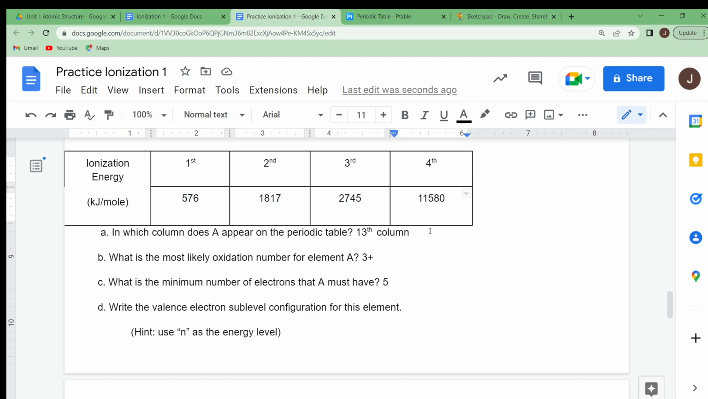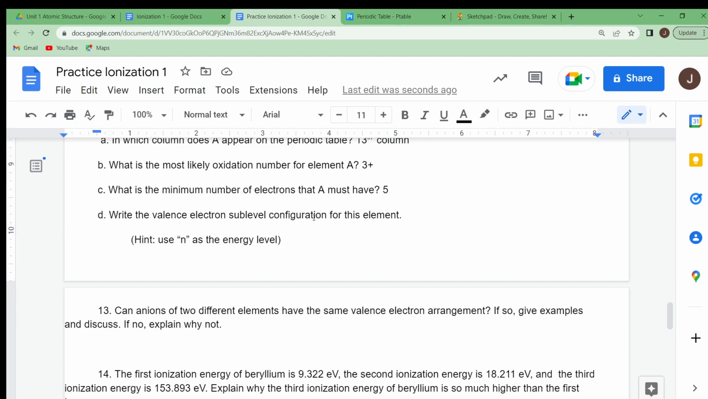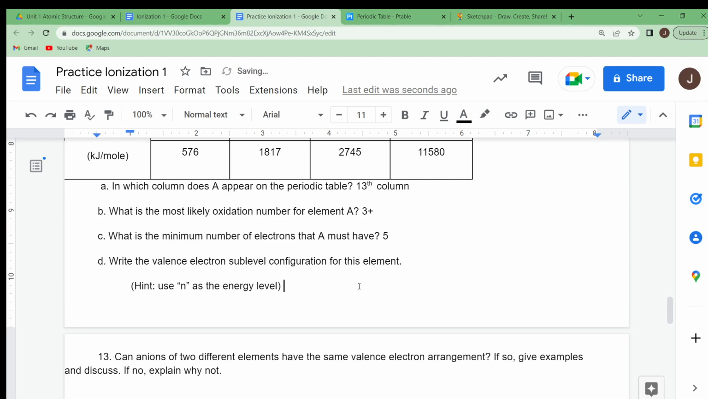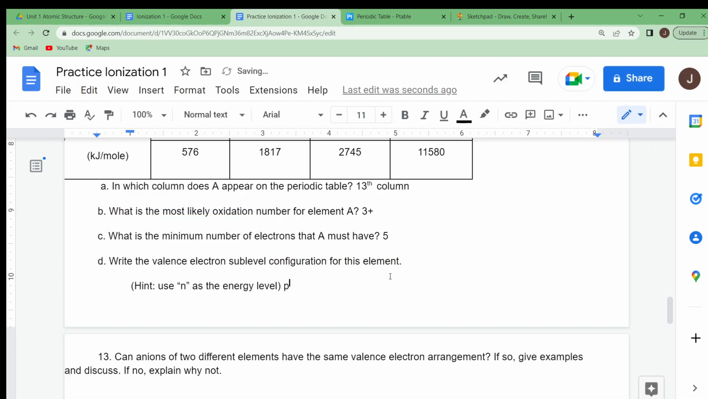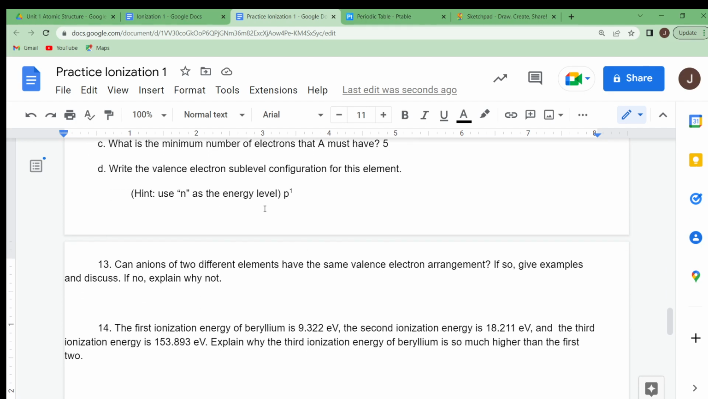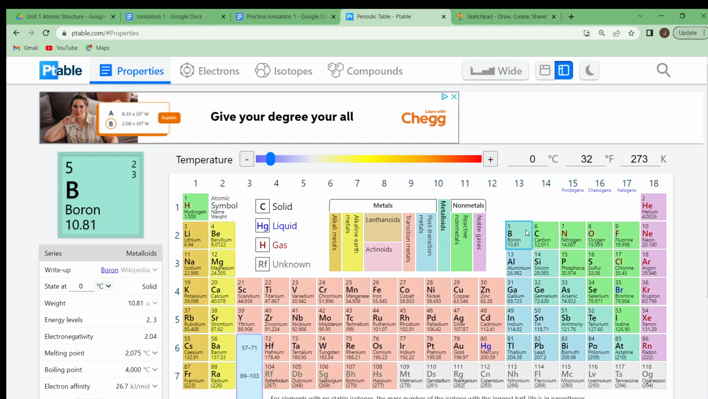that 1s subshell. Write the valence electron subshell configuration for this element. Okay. So, in this case, we should have a valence subshell of P1. Okay. And we know that it's going to be P1 because it's the first one in the P and it begins to lose those electrons.